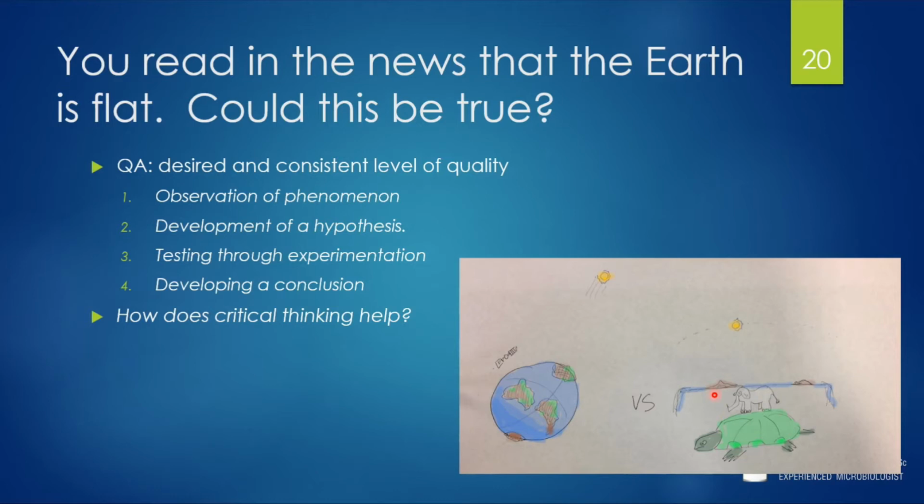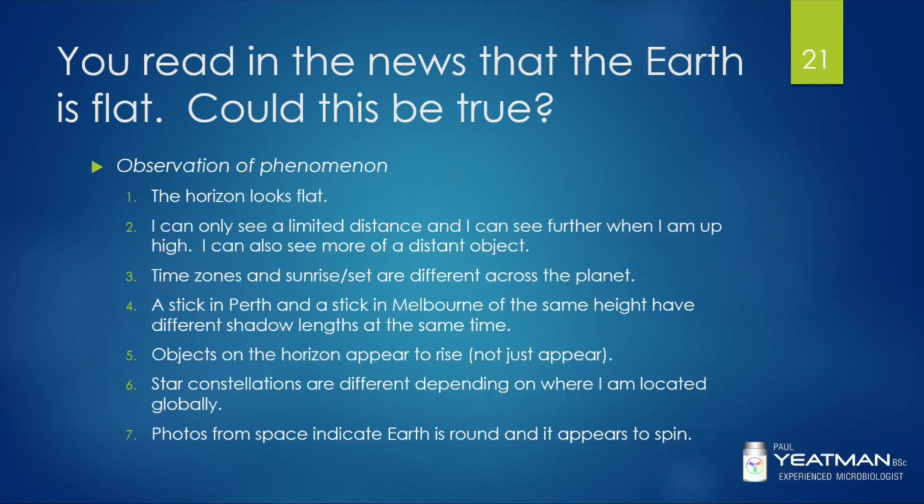So, how would we actually test these two hypotheses that the Earth is round versus the Earth is flat? Well, there are 4 steps again. Observe the phenomenon. Develop a hypothesis. Conduct testing through experimentation based on the hypothesis. And based on the testing, we develop the conclusion. And at the end of this example, again, I will talk about how does critical thinking help.